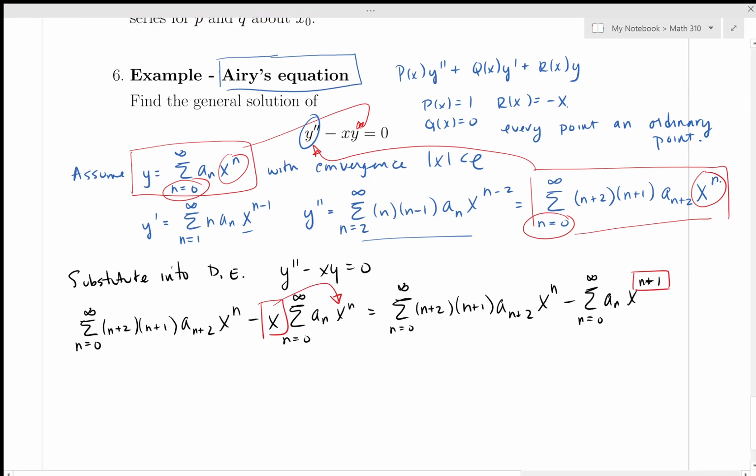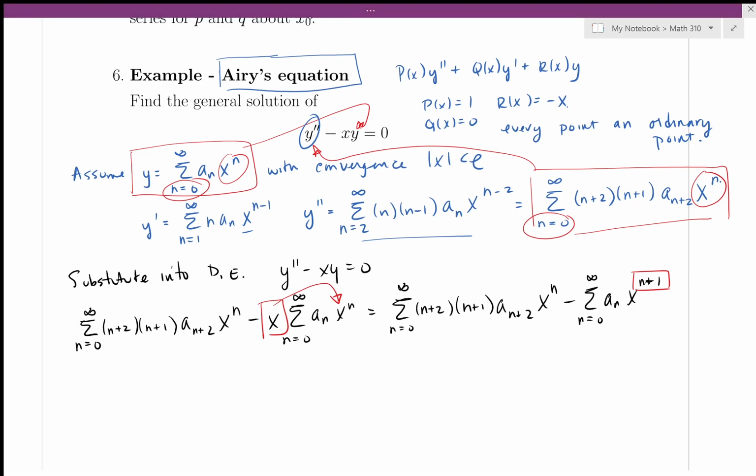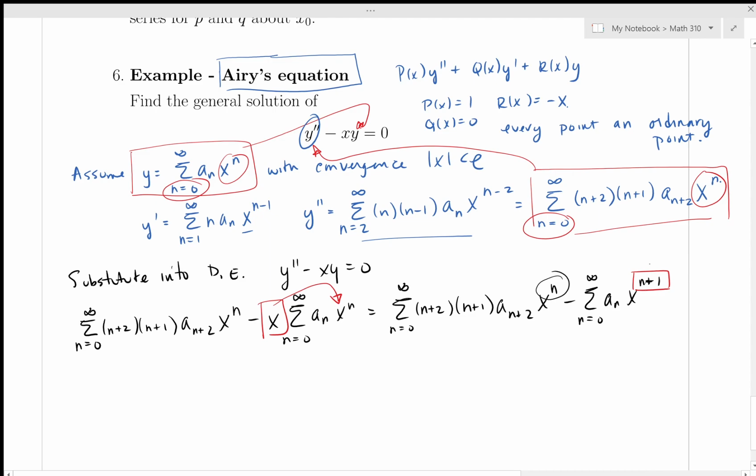Now I have that same issue where I see that I have different exponents here, so I'm going to take this one here, replace n by n minus 1, and I'll write that out. And I will also at that point realize that this thing is going to start at 1, so I am going to have to take out the first term from this one, because they need to both start with the same index. So that will look like this.